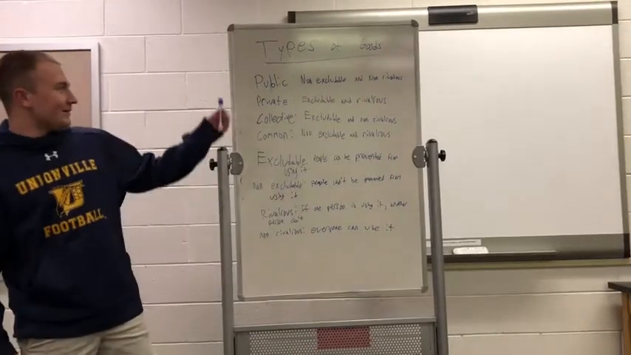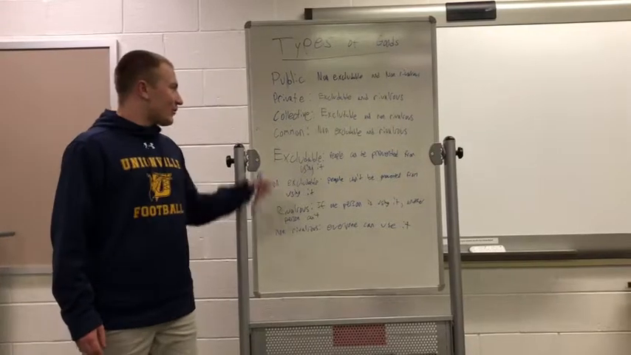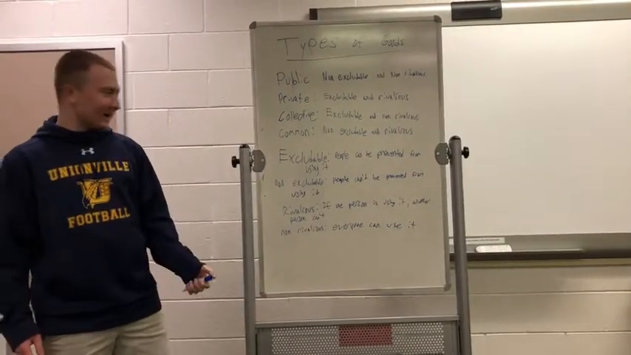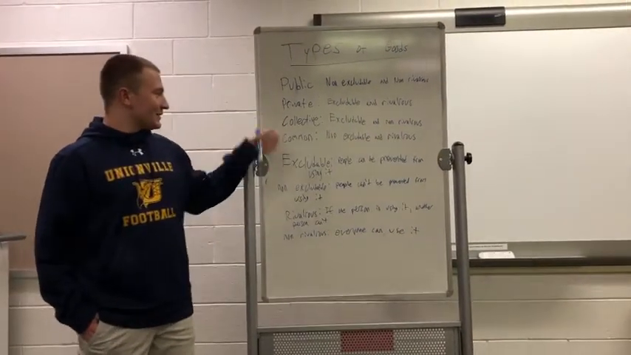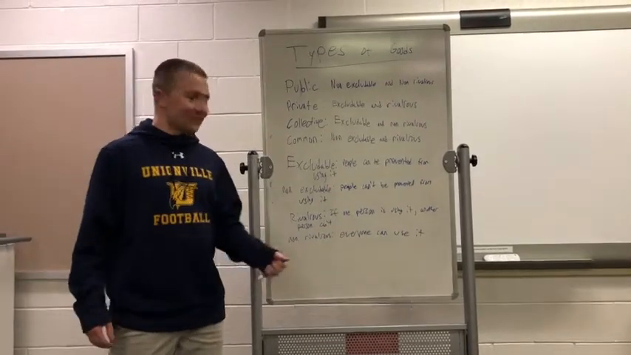And some examples of every type of good: public goods would be something like police. Private goods is something like a ticket to a concert. Collective goods, something like a toll road. And then common good would be something like a park bench.